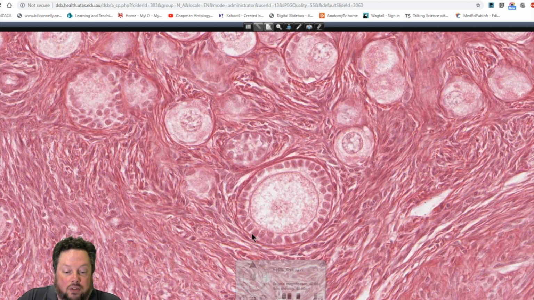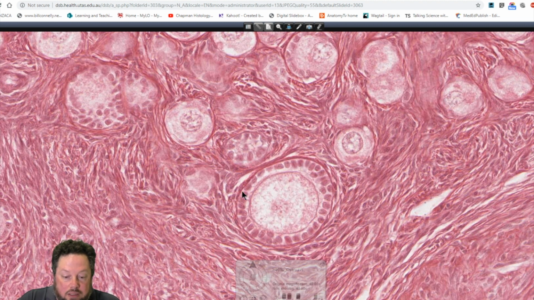So we start off with one single layer of granulosa cells, and then eventually these continue to develop and form multiple layers. So initially we have one layer of granulosa cells, and then they'll go on to form multiple layers. So this we refer to as a unilaminar primary follicle or a unilaminar pre-antral follicle. So this is an early stage.